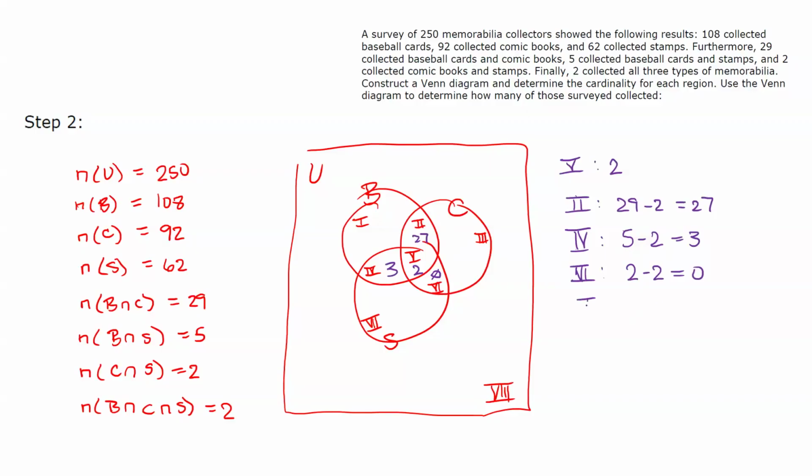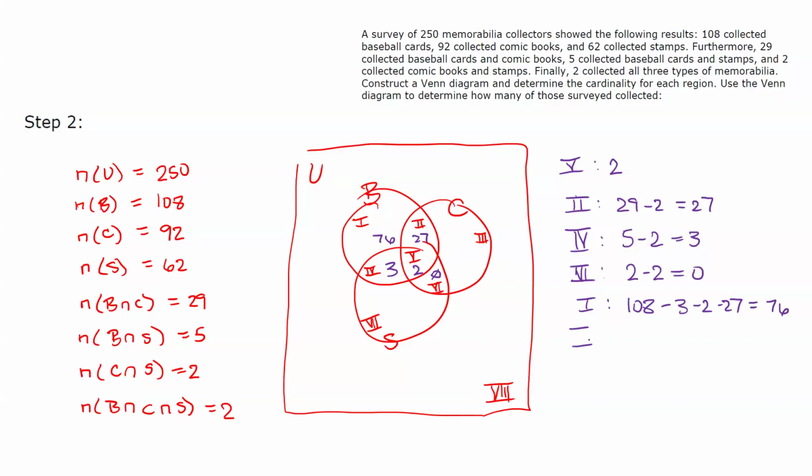Now we can go to region number 1. And for region number 1, that is a part of the subset B, which is 108. We already have 3 parts of B, which is 3, 2, and 27. So when we subtract all of those values, we'll get 76.